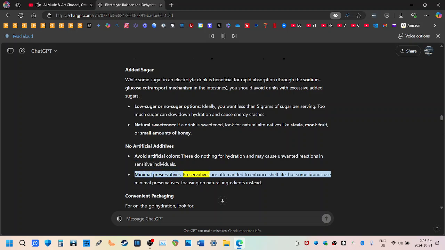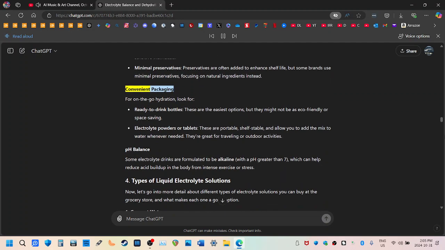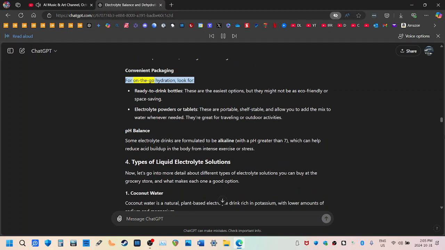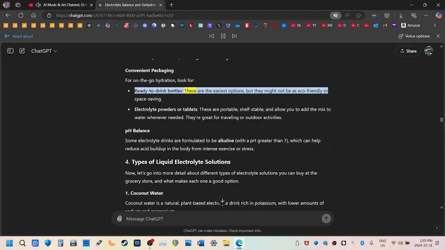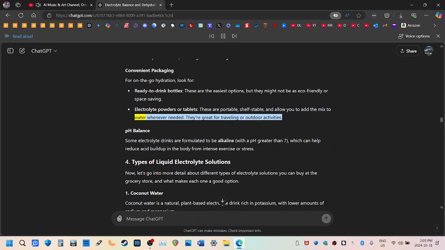Minimal preservatives. Preservatives are often added to enhance shelf life, but some brands use minimal preservatives, focusing on natural ingredients instead. Convenient packaging. For on-the-go hydration, look for ready-to-drink bottles. These are the easiest options, but they might not be as eco-friendly or space-saving. Electrolyte powders or tablets. These are portable, shelf-stable, and allow you to add the mix to water whenever needed. They're great for traveling or outdoor activities.